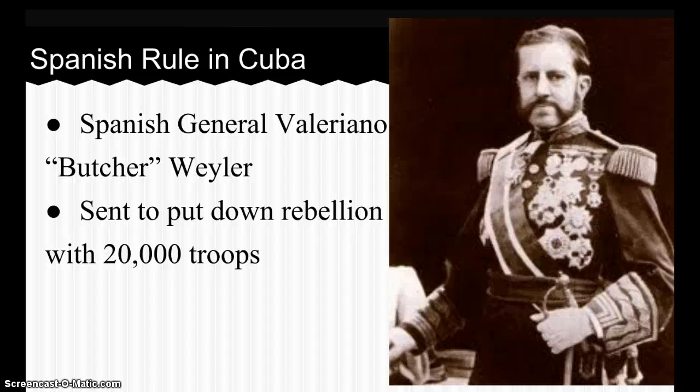So, this general, pictured here, guys, Weiler, responds by herding hundreds of thousands of Cubans into reconcentration camps. Tens of thousands, guys, please fill in, die of starvation and disease. You need to note that this enraged the American public. So I'm going to show you some pictures of the victims. I apologize, they are harsh, but his nickname is the Butcher. So please put any reaction down on your guided notes.